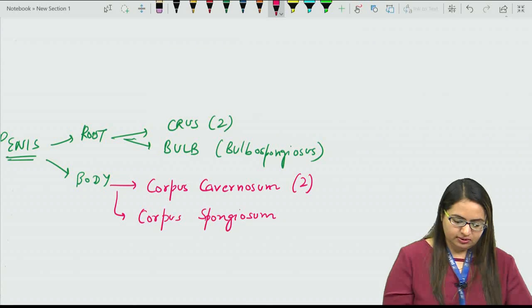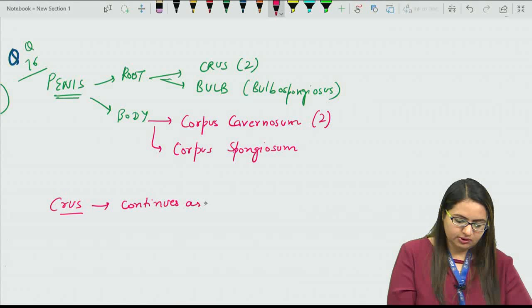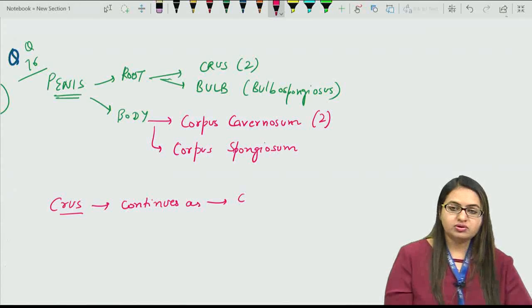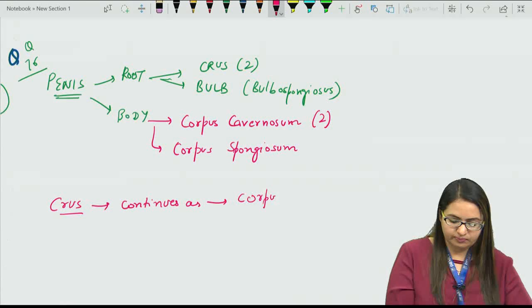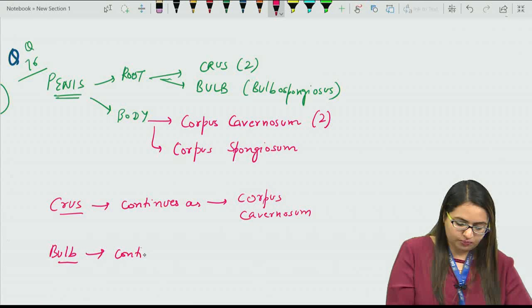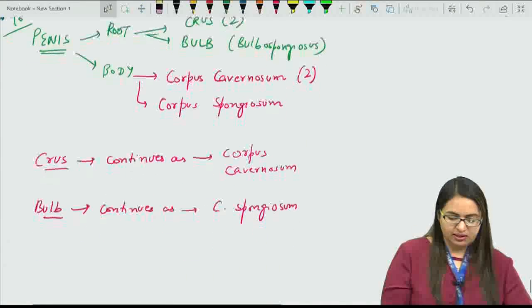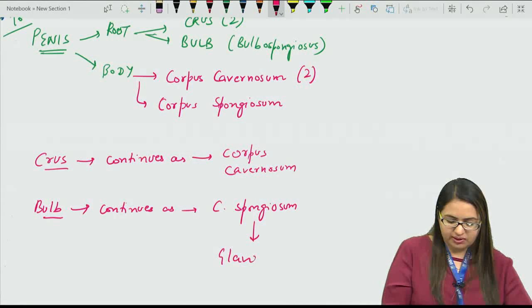Now in the root, the crus is the one which continues as the corpus cavernosum. So the two crura, right and left, continue into these corpora cavernosa. And when we talk about the bulb, it continues as the corpus spongiosum. And this corpus spongiosum later on continues into an expanded portion known as glans penis.